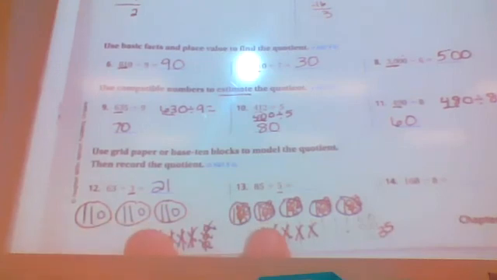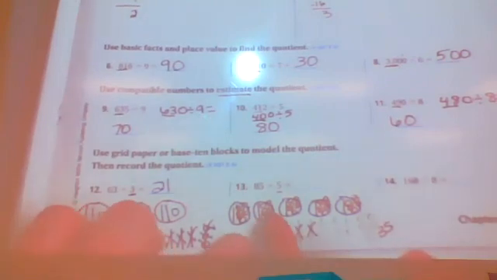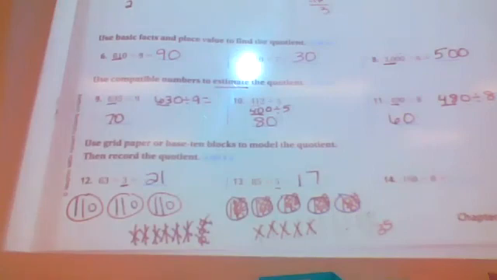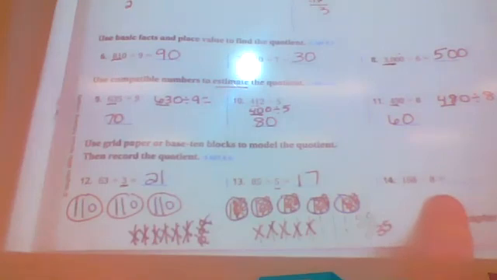So how many are in each circle? I know I didn't do a very good job of being artistic. So there's 7 ones and 1 10, which is 17. Okay. We would do the same thing for 14. If you want to draw a picture, you can, or you don't have to.